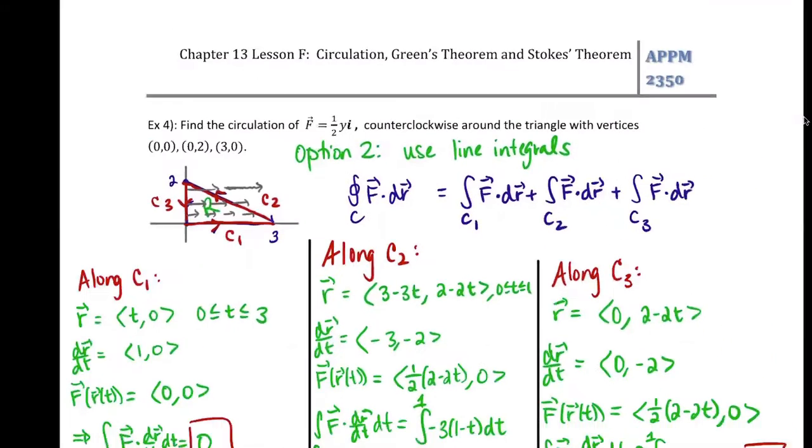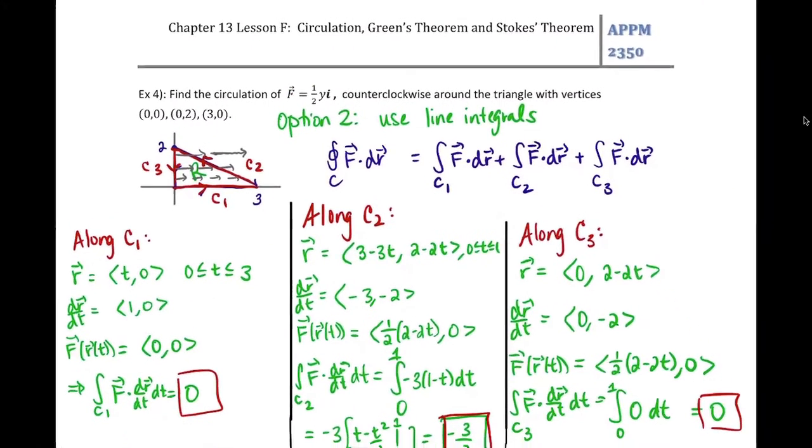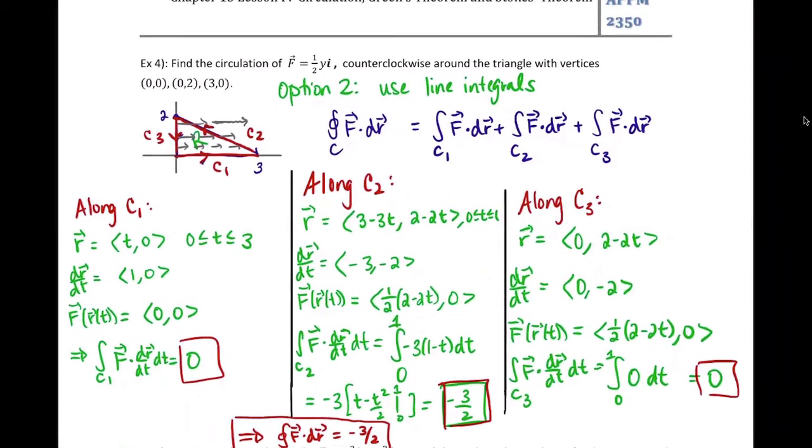The second option is to use line integrals and look along each side of the curve to what extent the vector field is flowing in the direction of that curve. So we can see along C1, first of all, my vector field doesn't even exist along C1 because y is 0. So I don't have any flow along here.